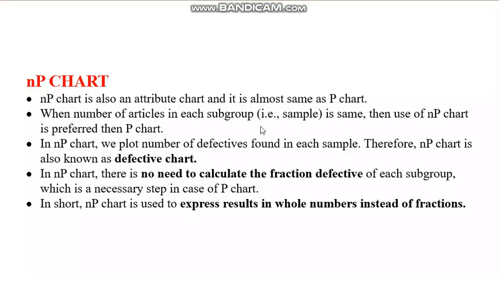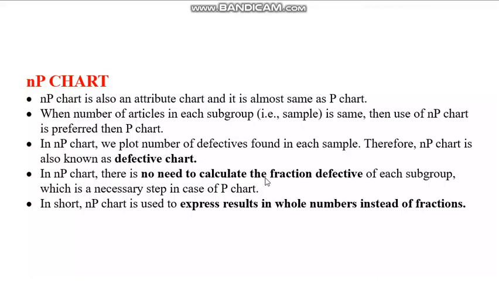Okay. In the NP chart, we plot the number of defectives found in each sample. Therefore, you see here now, what are we plotting? We are plotting the number of defectives, not the fraction defective. You see there in P chart it is fraction defective. Here what are we plotting? Number of defectives. Okay, therefore NP chart is also known as the defective chart, whereas the P chart was called the fraction defective chart.